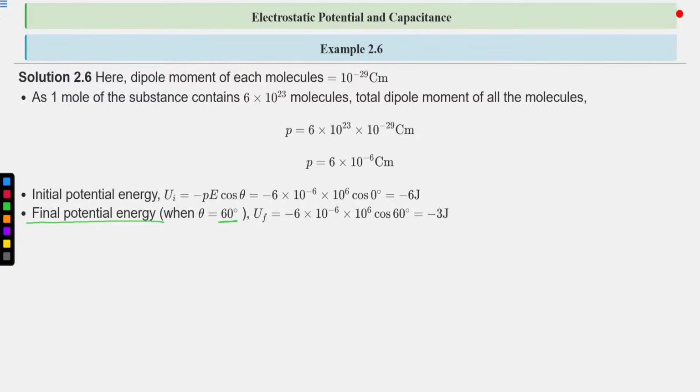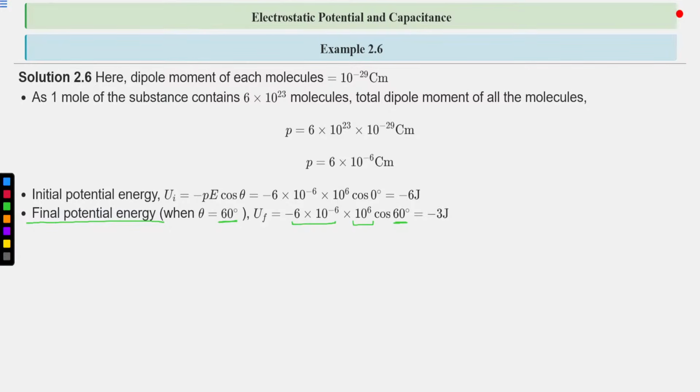Now the final potential energy is minus 6 into 10 to the power minus 6, and this is the electric field, and the angle between them now becomes 60 degrees. Cos 60 degrees is 1 by 2. So it will become minus 3 joule. This is the final potential energy.